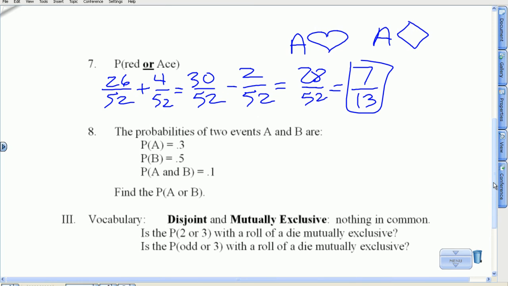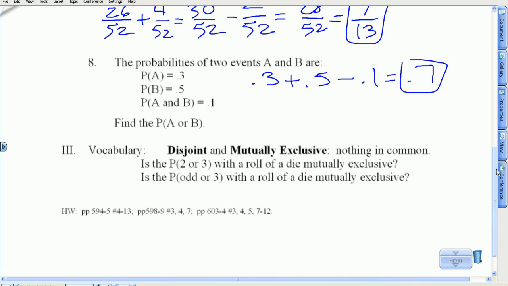Well, here's a problem that just gives us the A's, B's, and the C's. You take the probability of A plus the probability of B and subtract the probability of A and B. That's 0.7, which is a number between 0 and 1. So it's good.